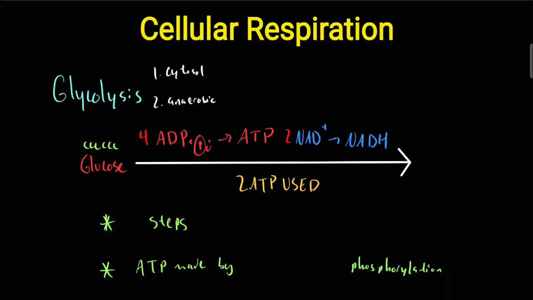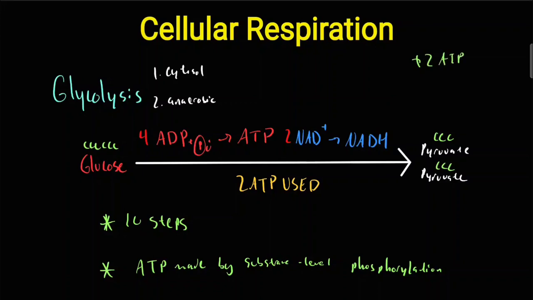And after the end of this process, the two products are pyruvate, right? And each pyruvate has 3 carbons, and these are the two products. Now, as I said, there are 10 steps to glycolysis. This is just a general overview, and the ATP made is through substrate level phosphorylation. Now, the net gain of ATP in glycolysis is +2 ATP.